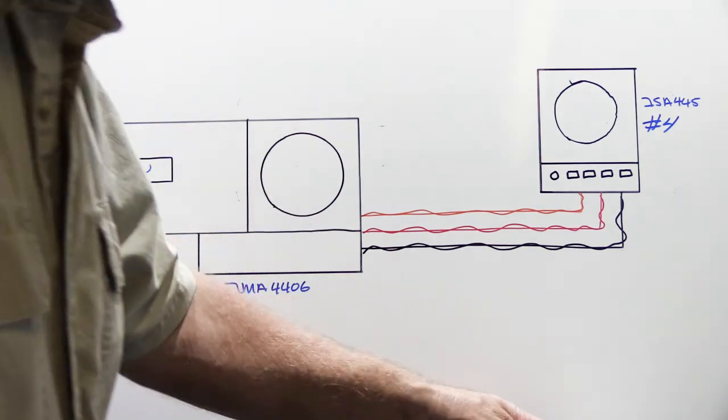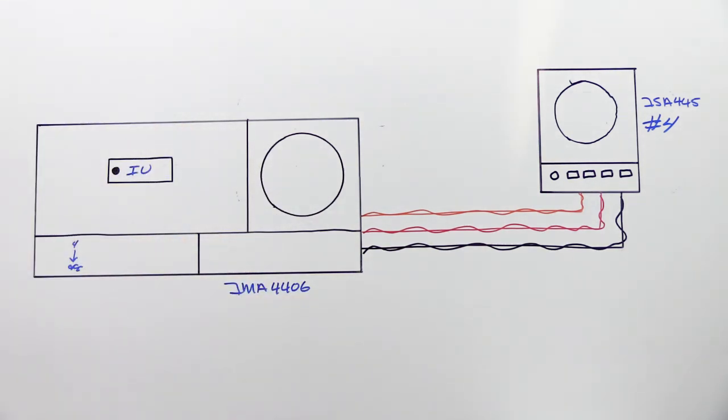So how's that for a really long video? That's the ins and outs of troubleshooting an IM or IMA4406 system that has a constant IU problem. I hope you find this interesting. I hope that you'll find it helpful if you have this type of problem.